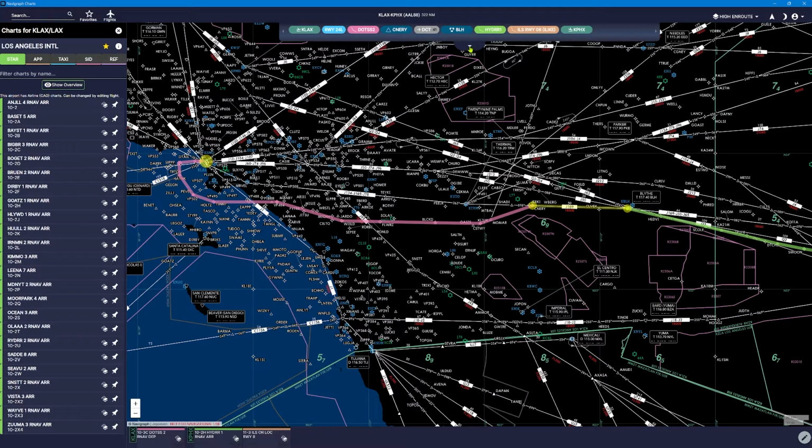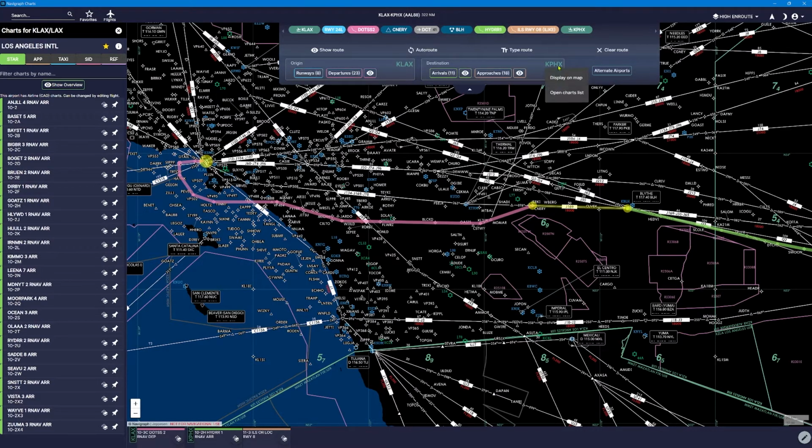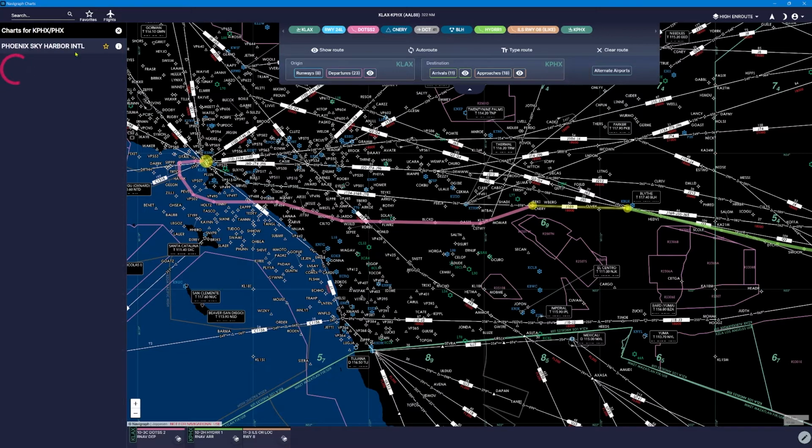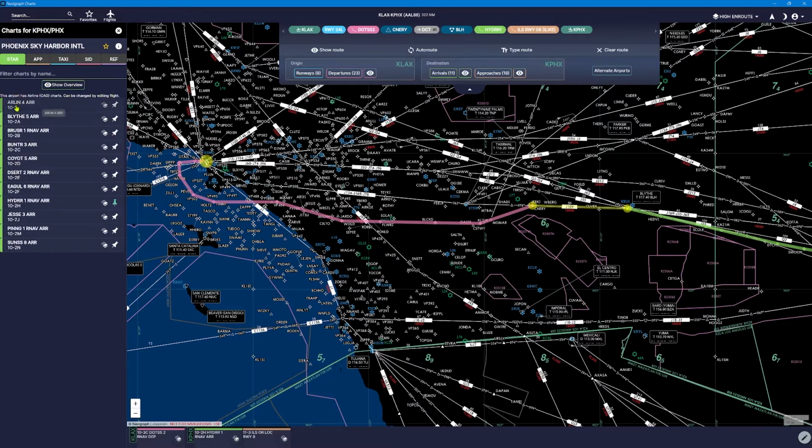If we look at Phoenix, the same thing applies for Phoenix. Phoenix has a set of STARs, standard arrivals or arrivals, and they also have a set of departures.